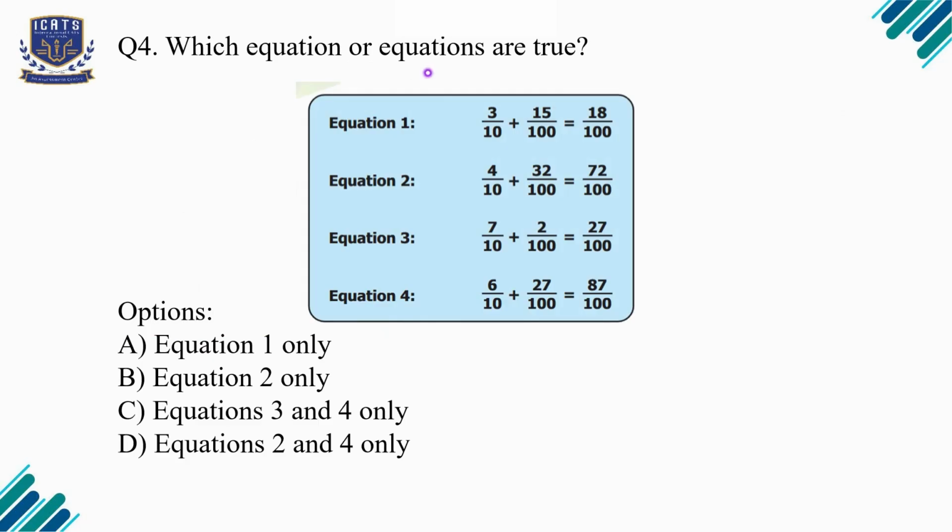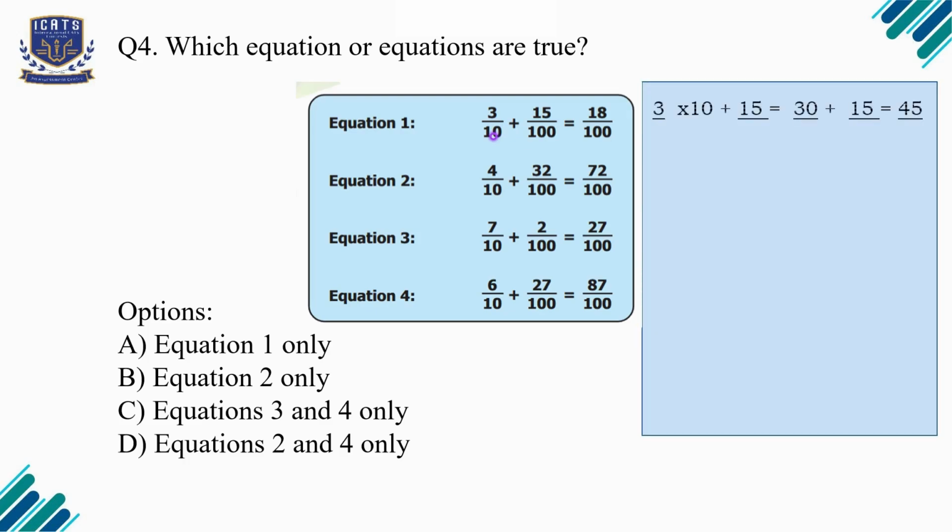Question number 4: which equation or equations are true? Four options are given to us. While adding the fractions, we have to make sure the denominators of both fractions are the same. Here 100 is in the denominator of one fraction, so we have to make 100 in the denominator of the first fraction as well. How is it possible? We can multiply 3 by 10 by 10 to make 100 in the denominator. So look at this: 3 by 10 multiplied by 10, plus 15 by 100.